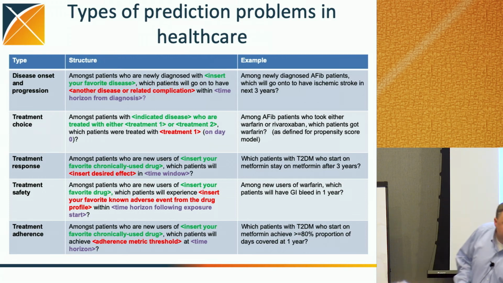Given that there are so many choices and we could do lots and lots of things, what I want you to do is tell me a single prediction question that you think would be interesting and relevant.